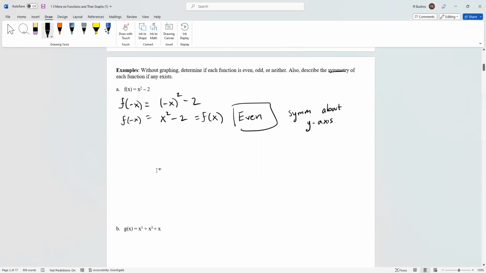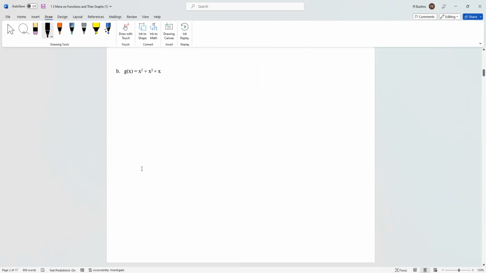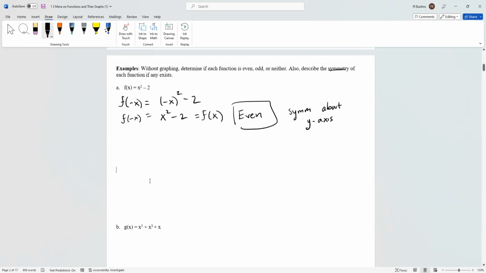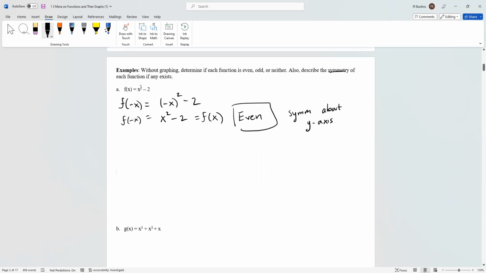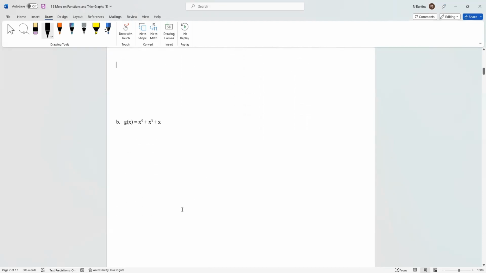All right, let's try another one. So I have g of x here. Another thing I might point out, notice that the power up here is x squared. That's an even power, and that became an even function. So notice we have odd powers here. So let's see what happens.